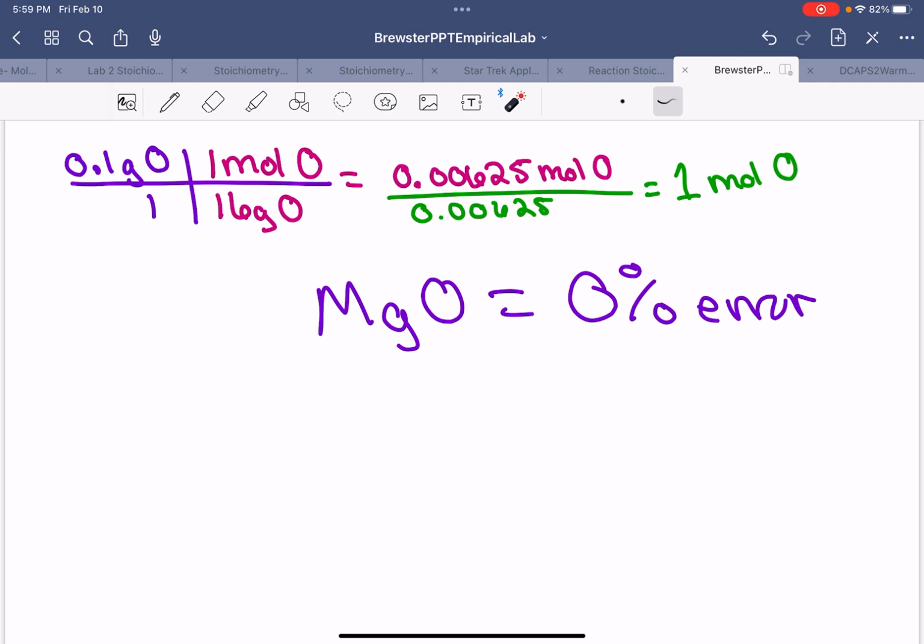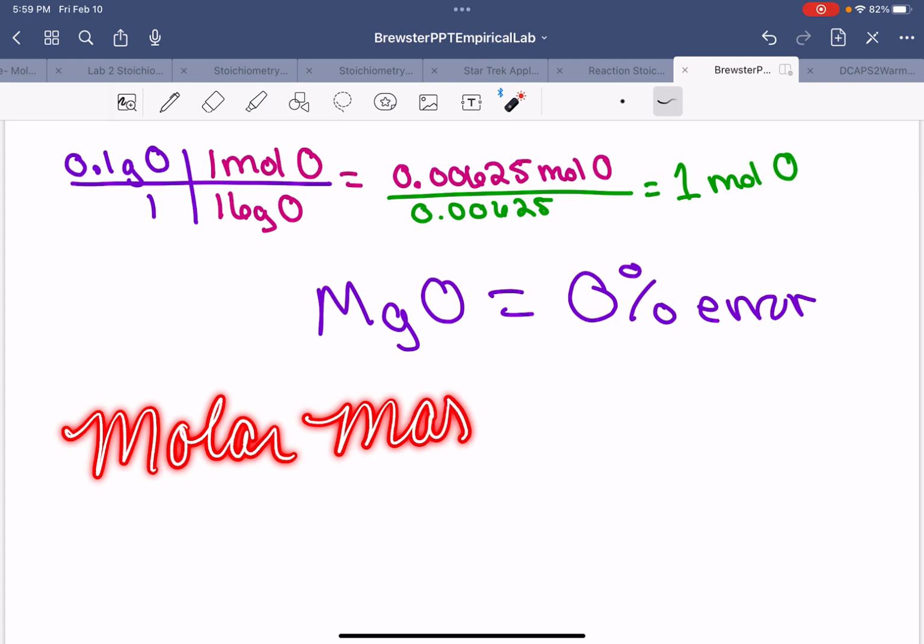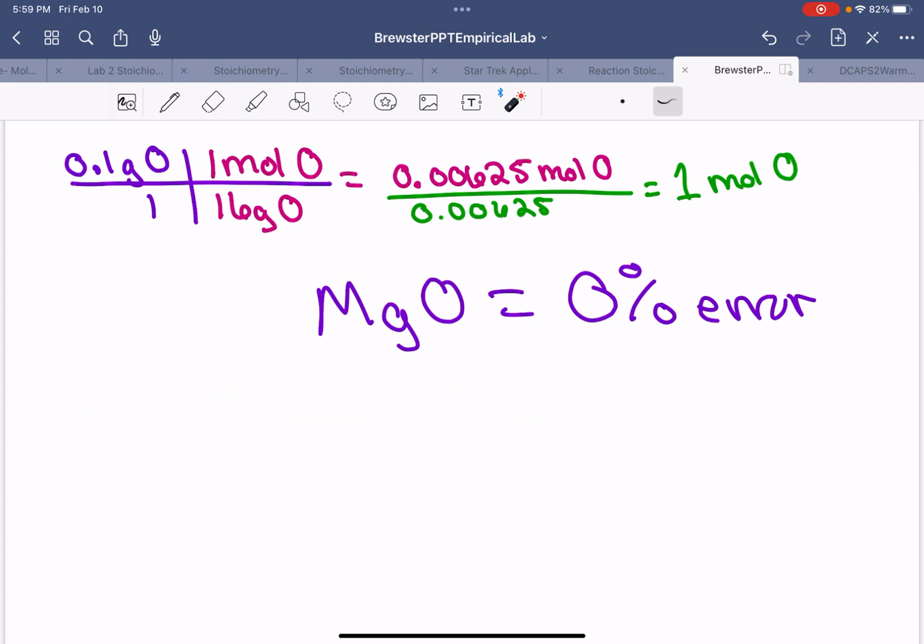If you do not get a 1-to-1 ratio, then you will have to actually calculate your percent error by taking your molar mass and using that for your percent error.